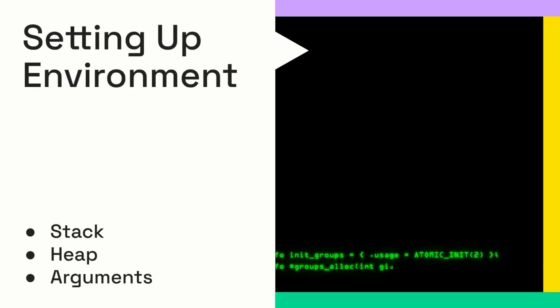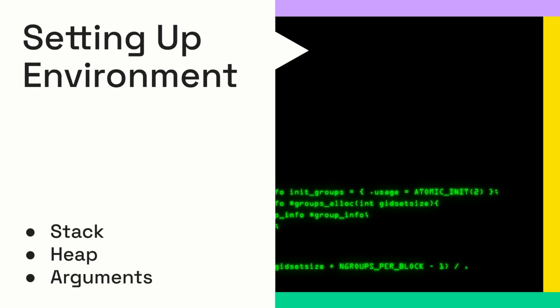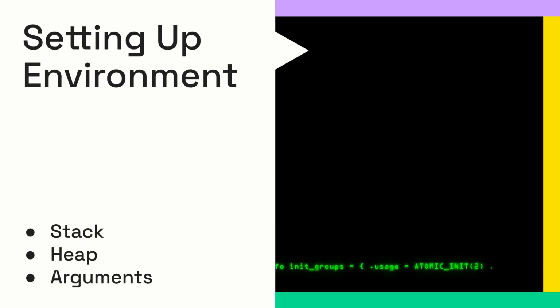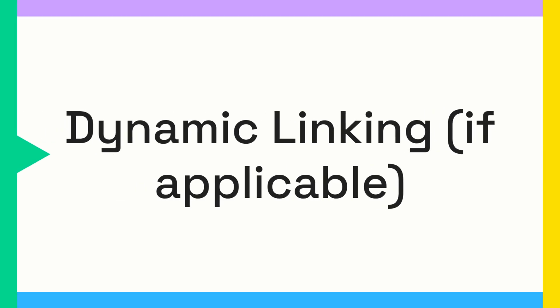The kernel prepares the environment for the process by initializing the stack, heap, and passing command line arguments and environment variables. For executables that rely on shared libraries, an additional step called dynamic linking is required before execution can truly begin.